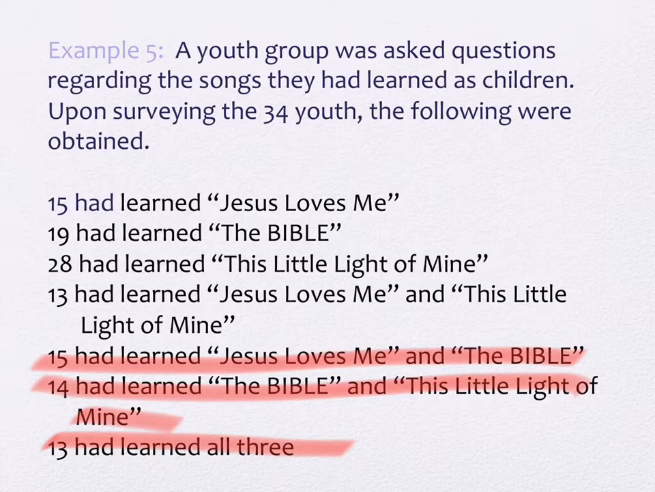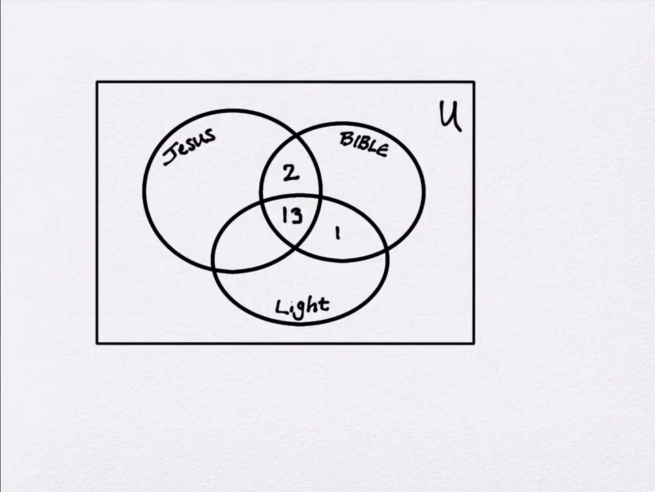And the last doubling up piece says that 13 had learned Jesus Loves Me and This Little Light of Mine. Okay, so that's my last overlapping piece. I've got 13 in the middle, so what am I going to do now? 0. There's going to be a 0. So it's totally fine to have a 0 in this diagram.